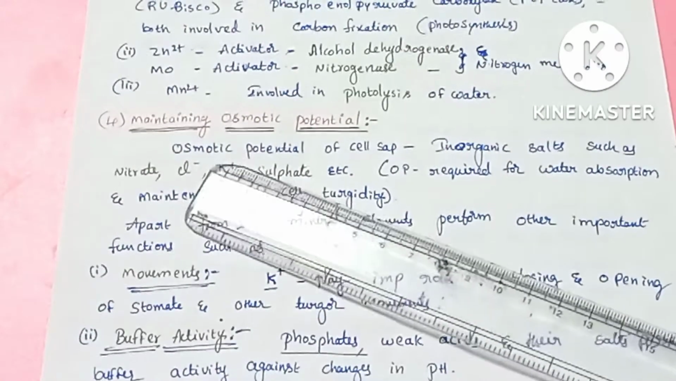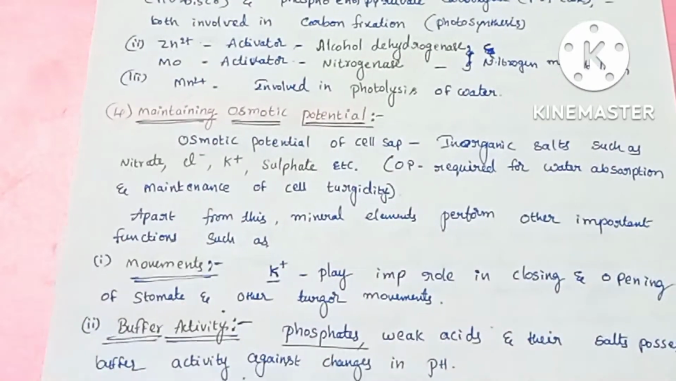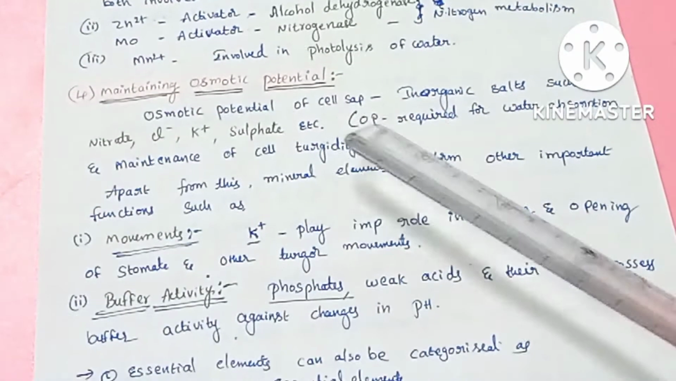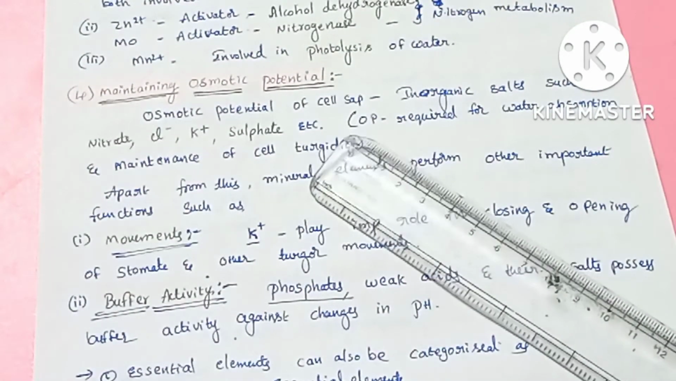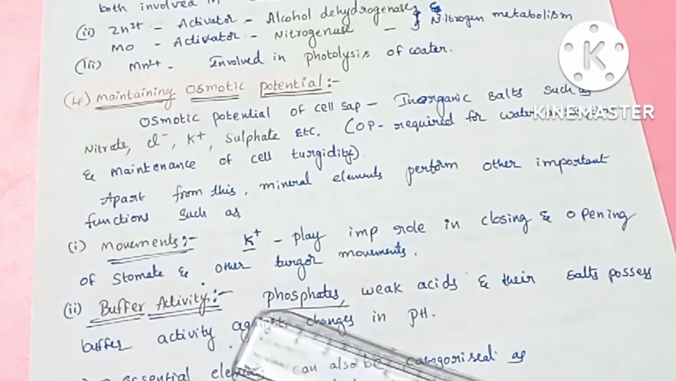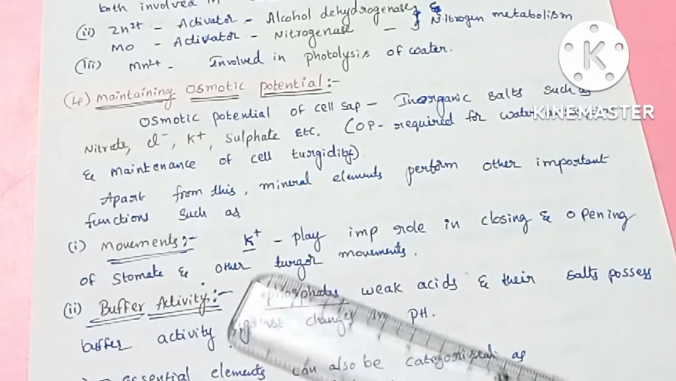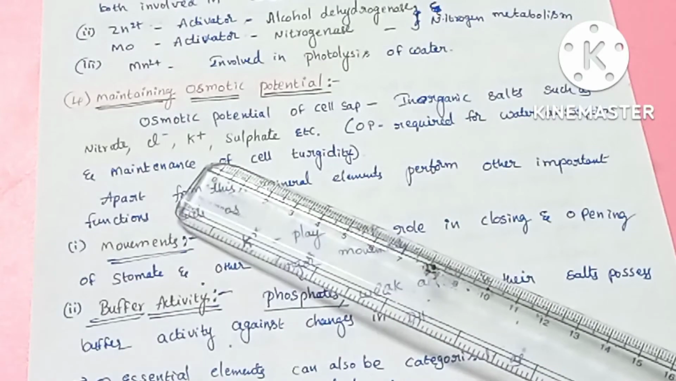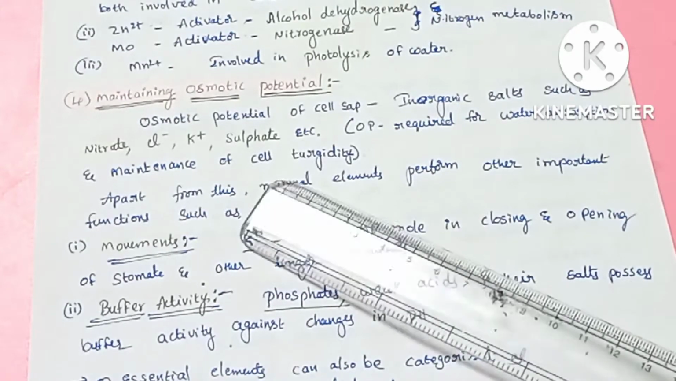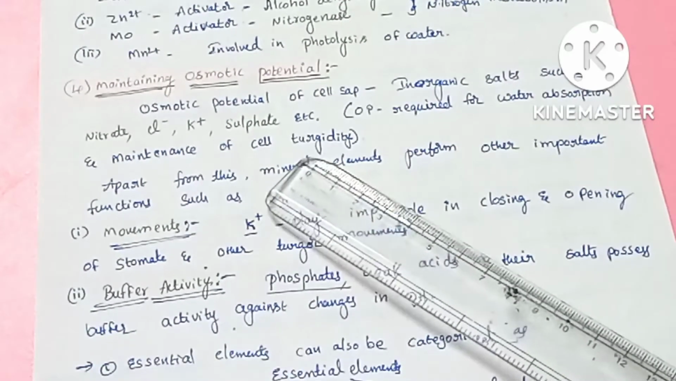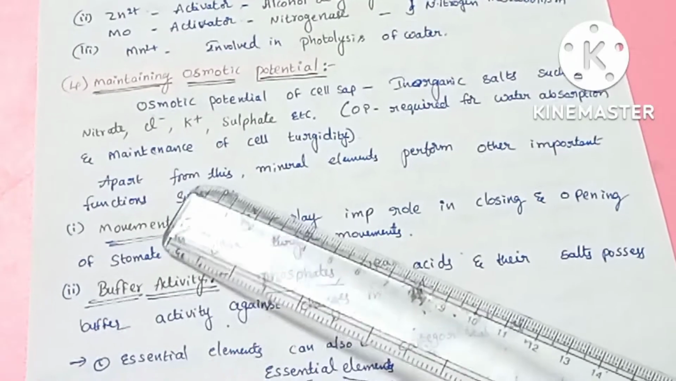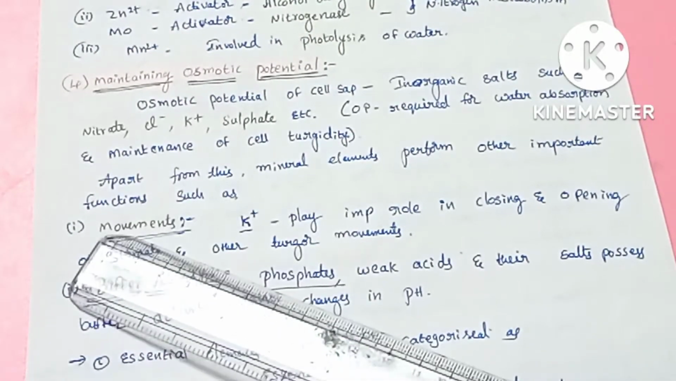And the next one is maintaining osmotic potential. So we have studied already about osmotic potential, right? Here the osmotic potential of cell sap is maintained by several inorganic salts such as nitrates, chlorides, potassium ions, sulfates, etc. This osmotic potential is required for water absorption and also for maintaining cell turgidity. For that, osmotic potential is required.